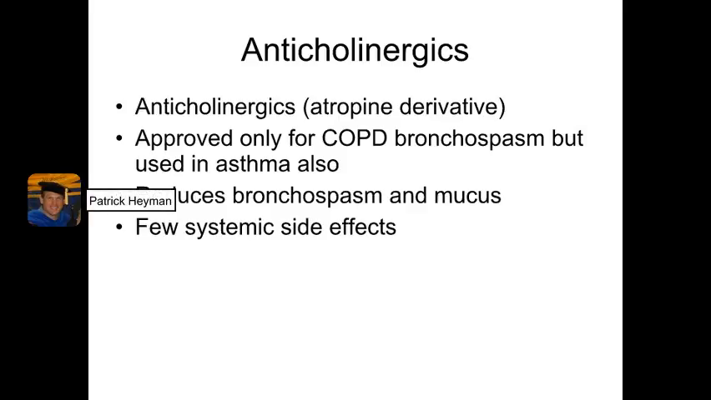Next, we're going to talk about anticholinergics. Anticholinergics block the muscarinic receptors in the bronchi, and it's not approved for asthma, but it is sometimes used for asthma. The main use for it is in COPD. It's going to reduce bronchospasm and the amount of mucus that's present. There's very few systemic side effects with the inhaled version of this drug. There is a longer-acting anticholinergic out on the market nowadays, which is called tiotropium.